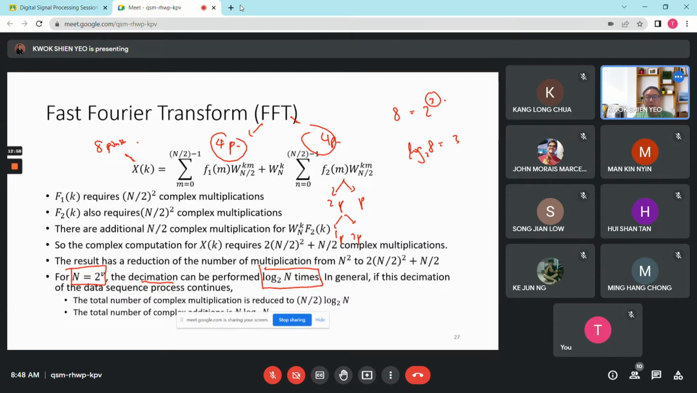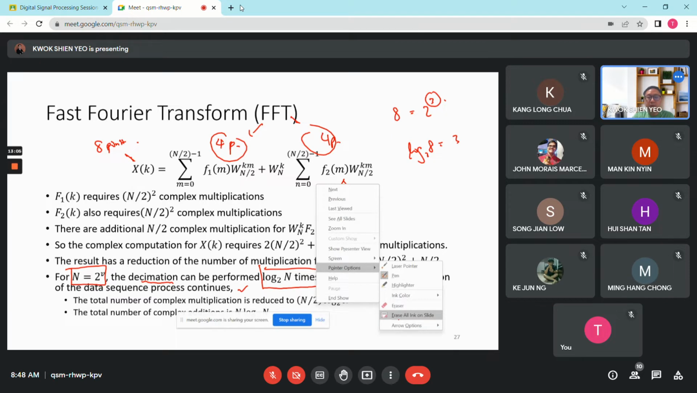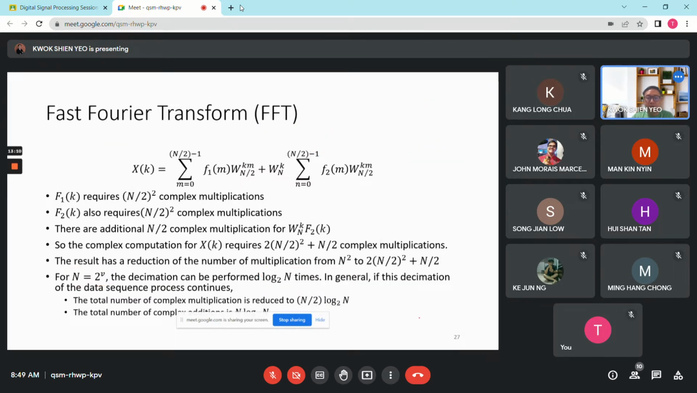So in general, if this decimation of the data sequence process continues, okay, see, so this one take away first. Where's my mouse? Cannot see it. Okay, so I need to take this here. All right, so the total number of complex multiplications is reduced to n over 2 log 2n.